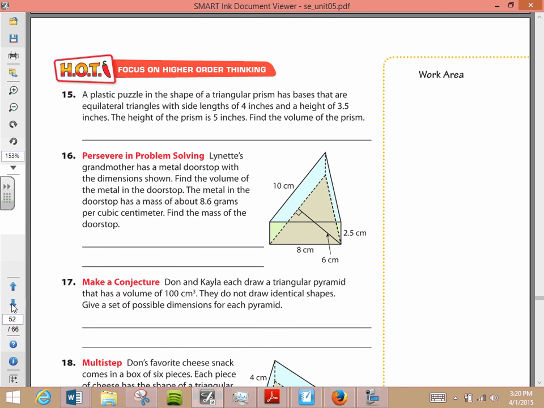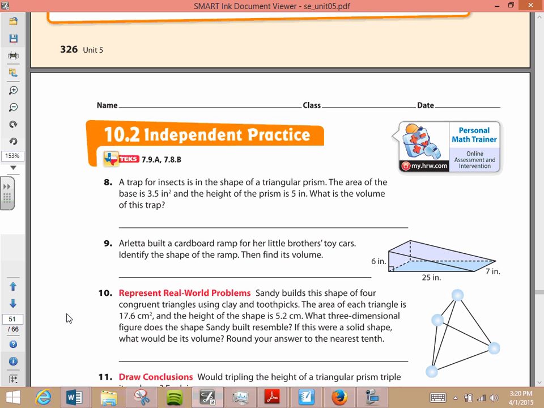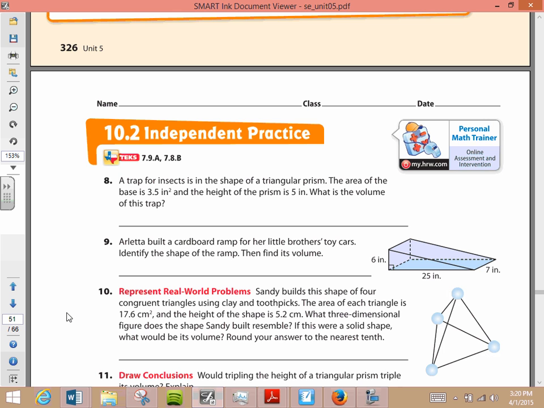For review, yes. So your homework is going to be, where'd it go? That one. Page 327. All of you should have that page.